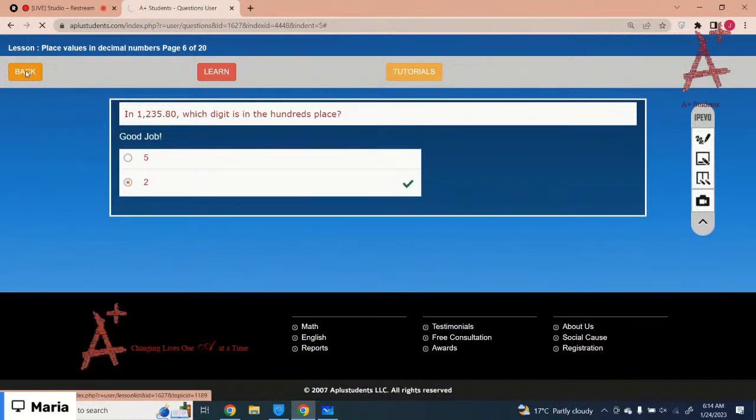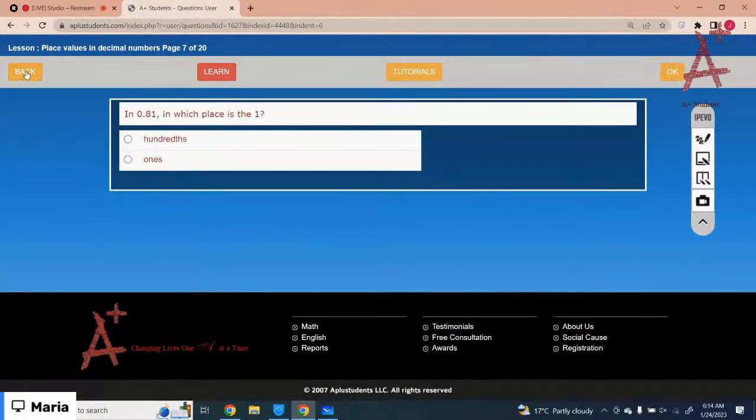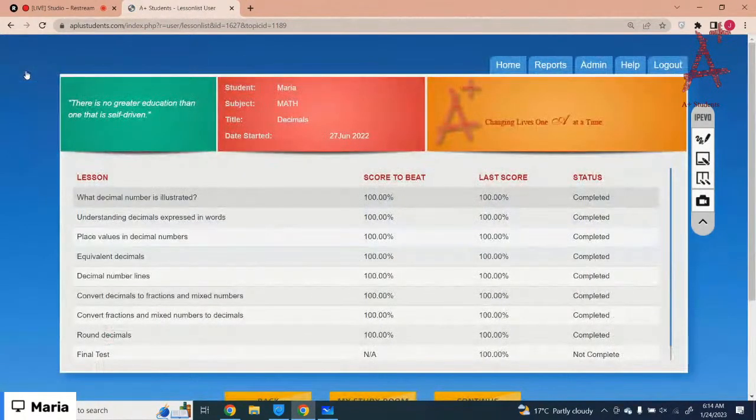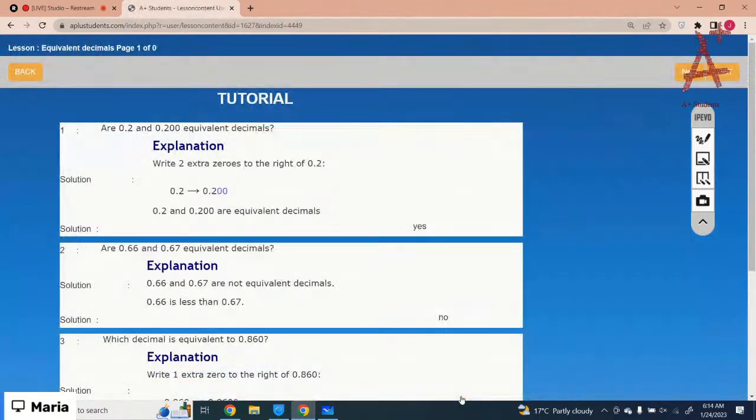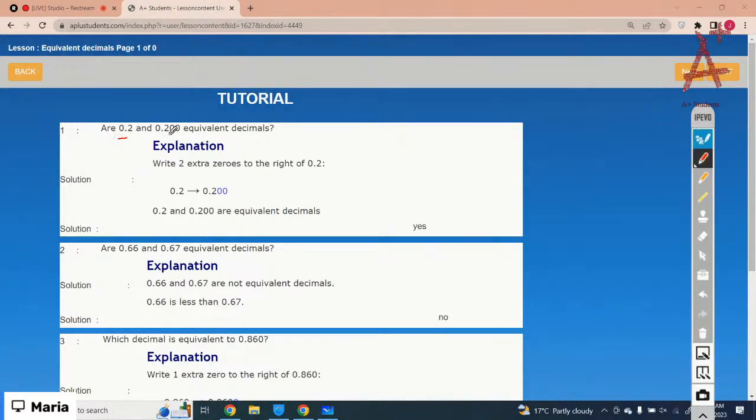Okay, you can complete the test by yourself later today. Let me just move on to the next topic. The next topic is equivalent decimals. Okay, are 0.2 and 0.200 equivalent decimals? 0.2 and 0.200. Yes, they are equivalent.